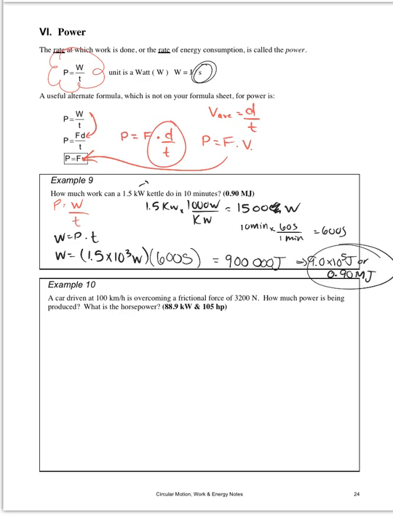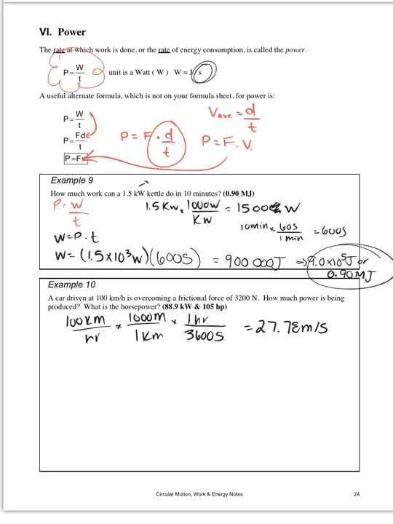A car driven at 100 kilometers per hour is overcoming a frictional force of 3,200 newtons. How much power is being produced, and what is the horsepower? Okay, I like the first part of this question. Horsepower is kind of out of our curriculum and study, but I'll do it anyways. First things first, we need to change 100 kilometers per hour into meters per second. So in 1 kilometer, there's 1,000 meters, and in 1 hour, there's 3,600 seconds, and I get 27.78 meters per second. I know that it's ridiculous that I still do my unit conversion like this, but I know that I'm getting the question right, and I don't have to think about whether I'm multiplying or dividing by 3.6.